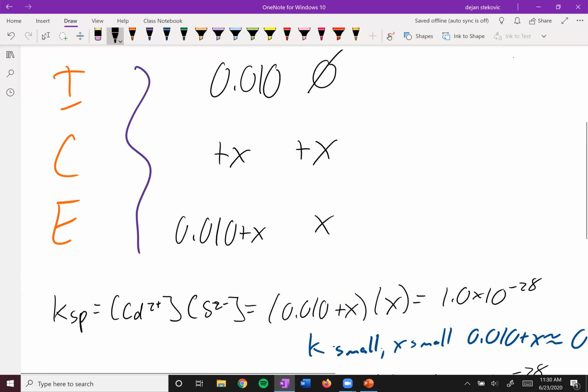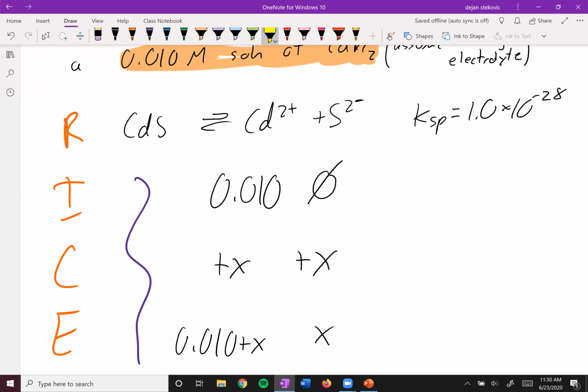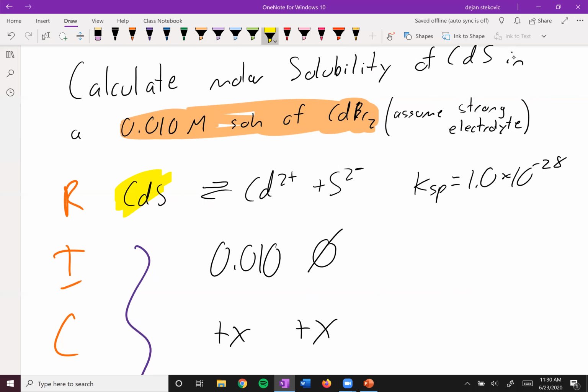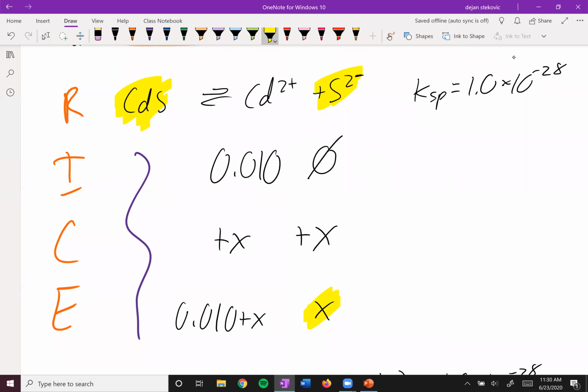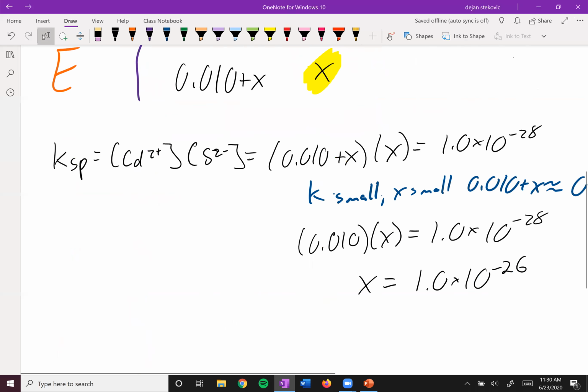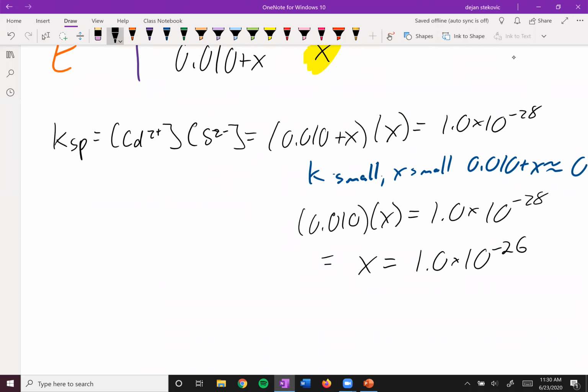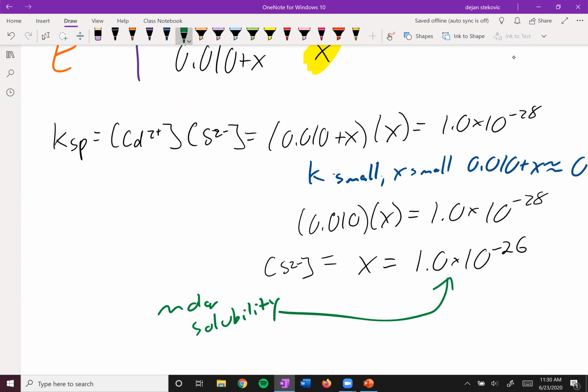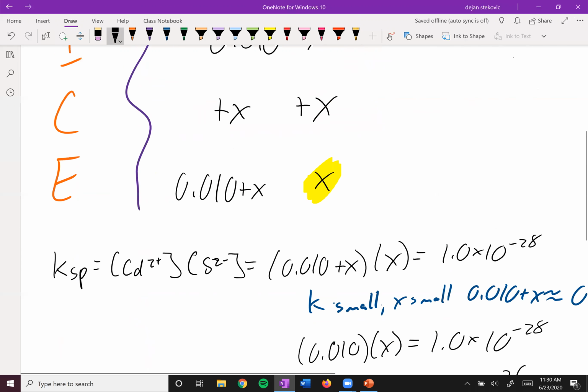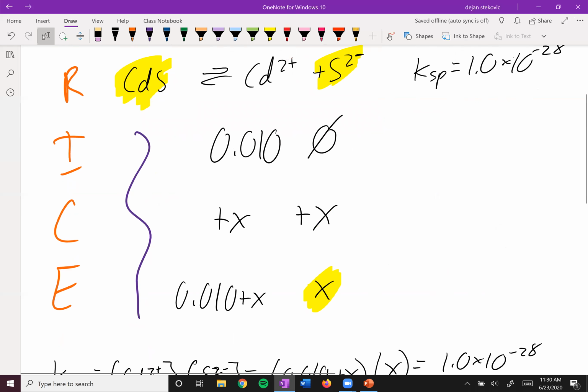And so if we think about what our molar solubility is, well, for every cadmium that dissolves, we'll get 1 sulfide, and the sulfide is equal to just X. And so in this case, it's going to be equal to the concentration of the sulfide, right? And so this will end up being our molar solubility. The molar solubility will not be equal to the concentration of the cadmium because there was already cadmium in solution before we dissolved our cadmium sulfide.